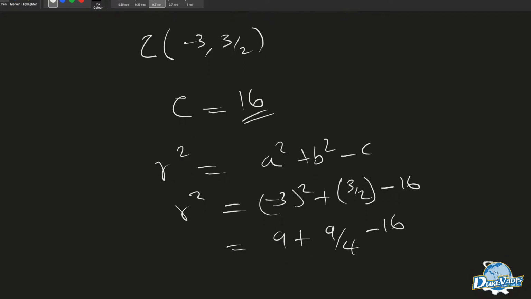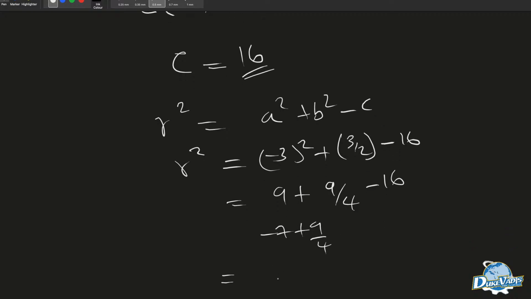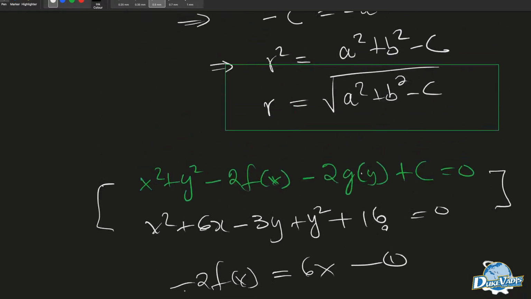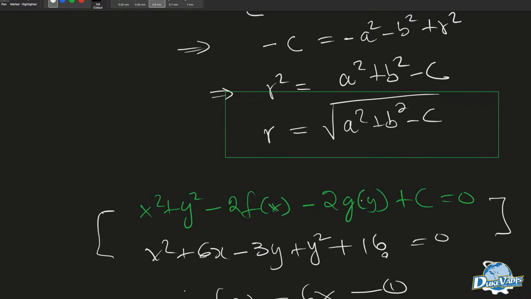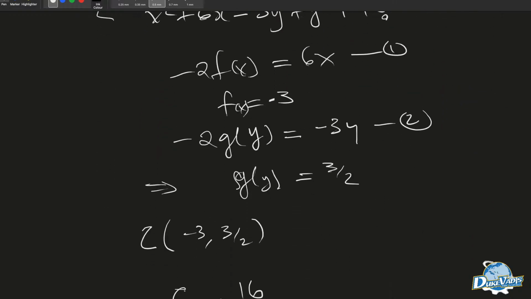Then here I'm going to get minus 7 plus 9 over 4. And this will give me negative 28 plus 9 over 4. And the square root of that will give me the value of r. So you see that knowing things of the sort can help you to solve the equation quickly.